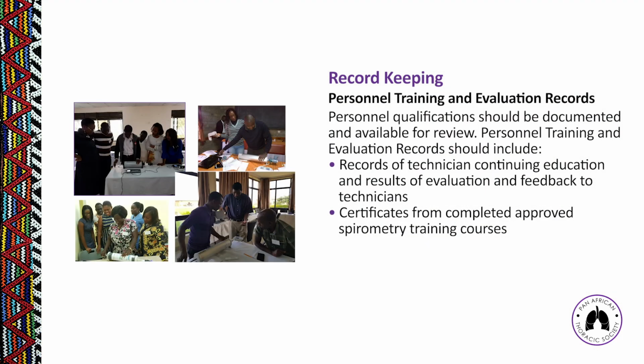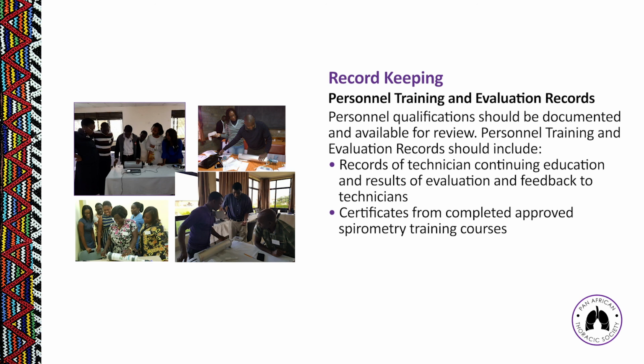Personnel training and evaluation records. Personnel qualifications should be documented and available for review. So personnel training and evaluation records need to include records of technician continuing education, and results of evaluation and feedback to the technician. In other words, you're keeping records of all the training that they've had, including little bite-sized education sessions, and you're keeping records of their certificates or any comments with regards to the training. And then, of course, keeping the certificates from completed and approved spirometry training courses.